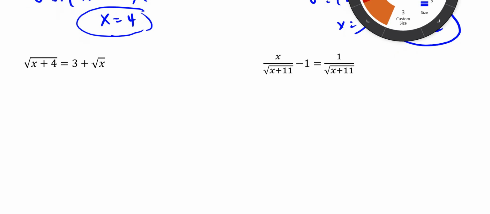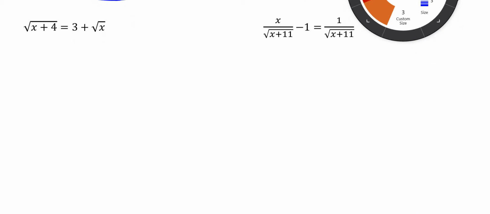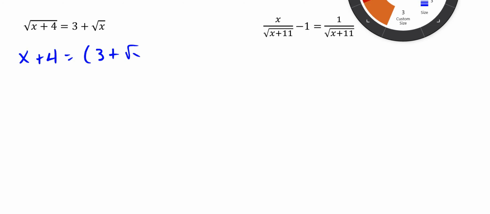Let's take a look at the third one. So here we're ready to just go through and start squaring. There's nothing for me to do. So if I square both sides, I'm going to get x plus 4 equals 3 plus the square root of x, squared. Again, if you're not good at the mental math part, it's totally fine, right? Do it all out this way.